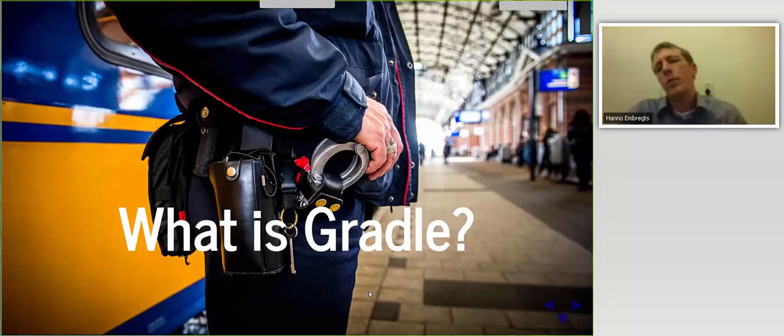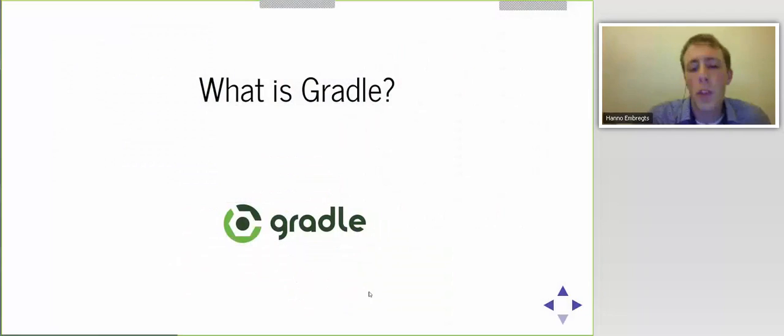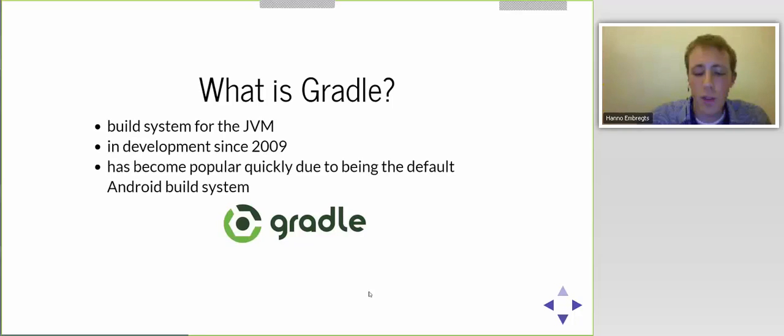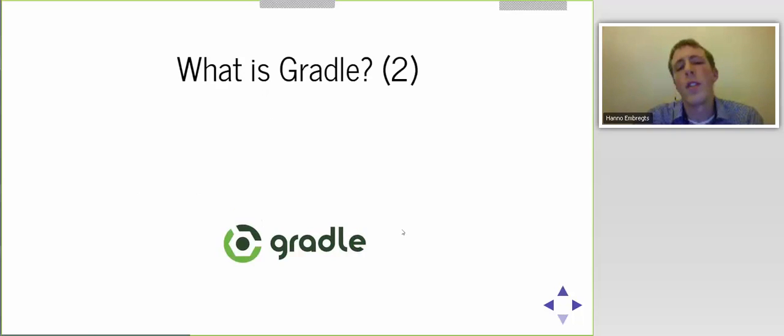Well, I'll skip to these slides a little bit faster because I really want to show you how it works. And a lot of these things I already told you. So you already know that Gradle is a build system for the JVM. It's been in development since 2009, and the reason it has gained some popularity is because it's the default build system when you try to start an Android project. So this is why it has gained some popularity quite quickly in the past few years.